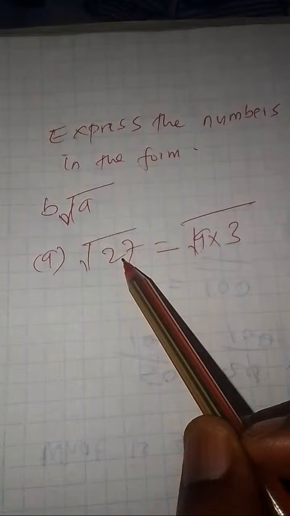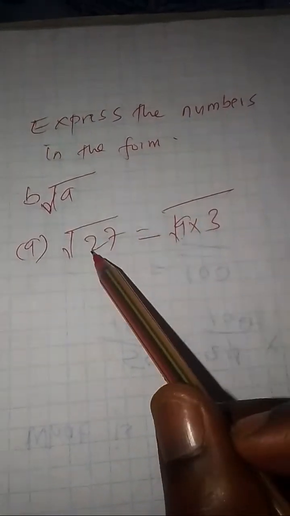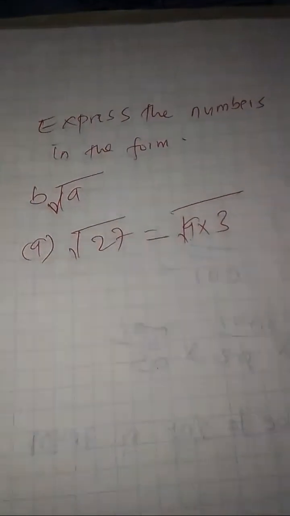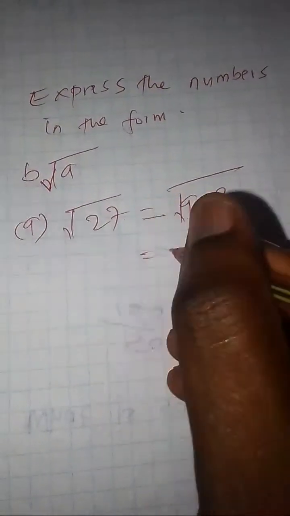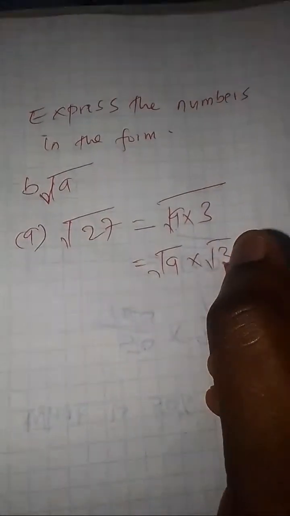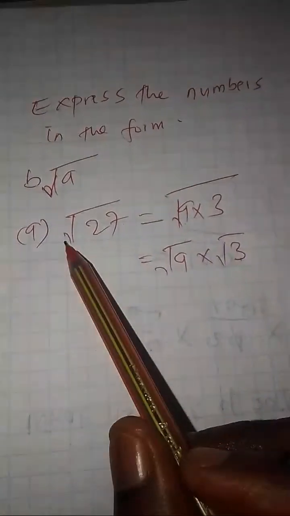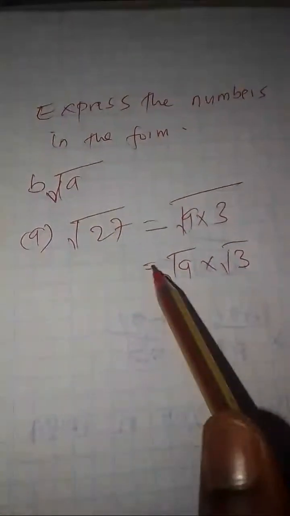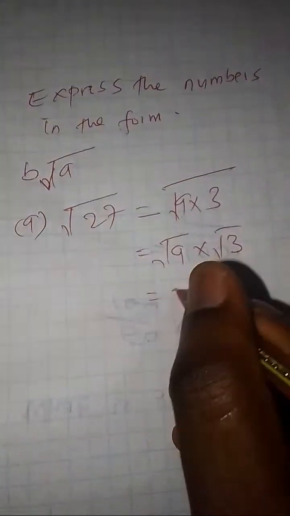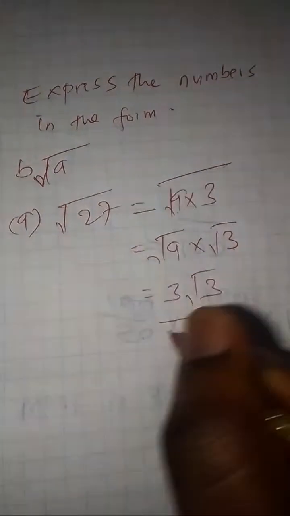Like root 27. So when we work it out, we shall write root 27 in the form 9 multiplied by 3. So that from there, we shall have root 9 multiplied by root 3, because root 9 multiplied by root 3 is the same as root 27. But now we can work out root 9, and root 9 is 3. We don't have a root for 3, so we shall leave it just that way.